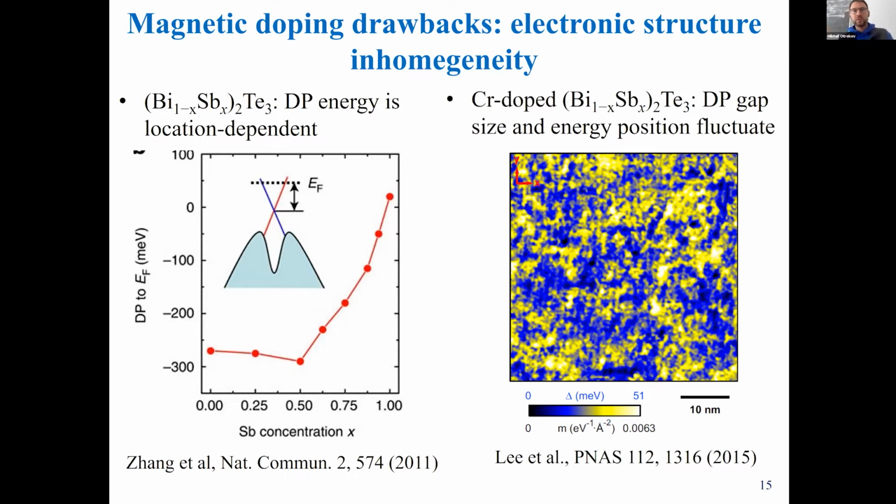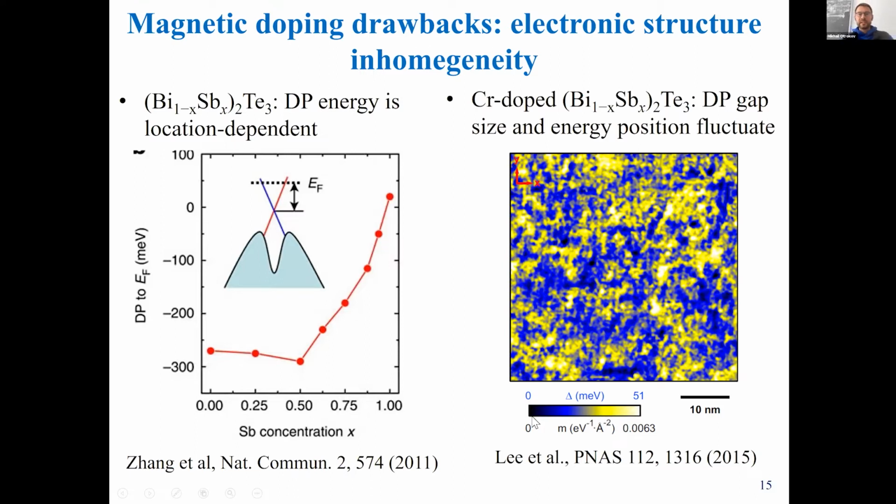Then you dope chromium atoms there, you increase the disorder. What happens in this case? The Dirac point gap size isn't homogeneous across the surface, as you can see in this nicely measured STS map of the Dirac point gap. Sometimes it reaches quite large values of 50 milli-electron volts, but across the surface, as you go from one corner to another, it can go all the way down to 0.